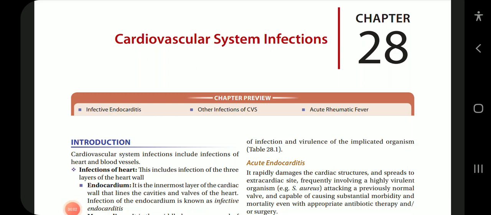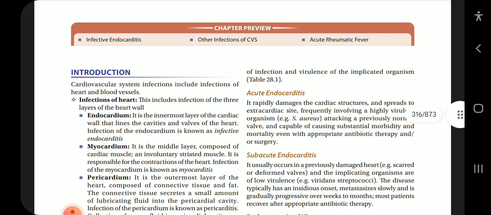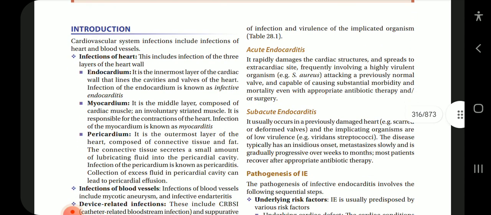Let's get started with chapter number 28, which is cardiovascular system infections. In this unit, we will be covering infective endocarditis, other infections of CVS, and acute rheumatic fever. So, to start with, the author says that the cardiovascular system infections include infections of heart and blood vessels.